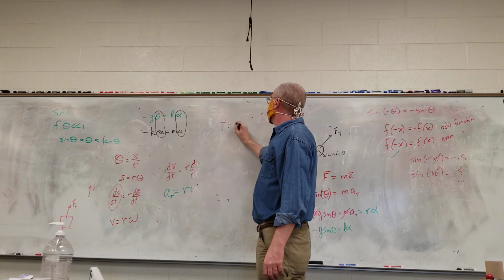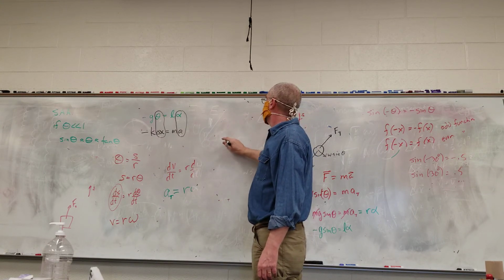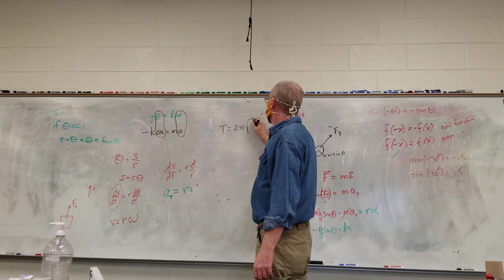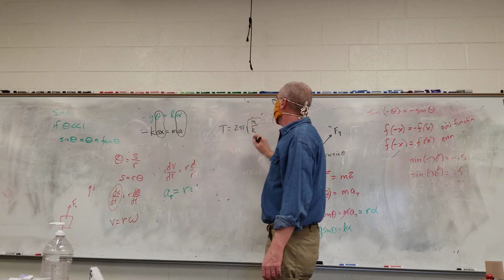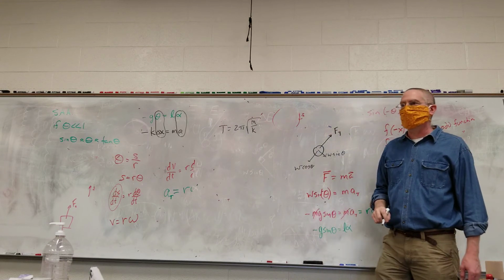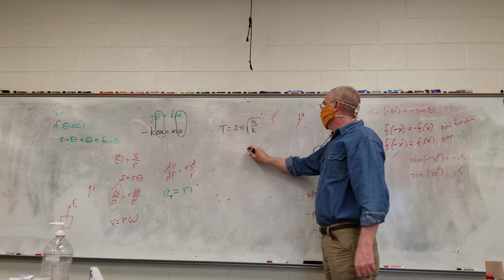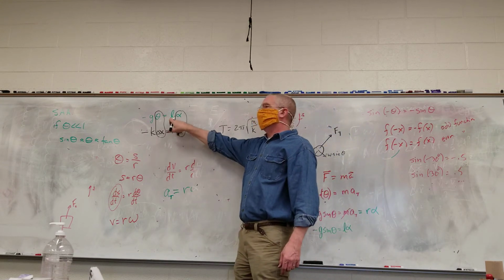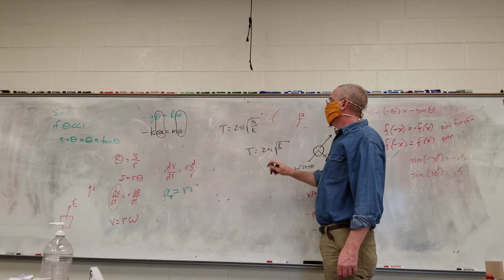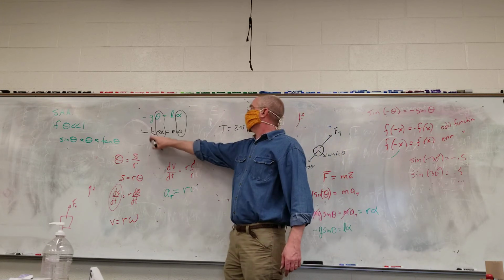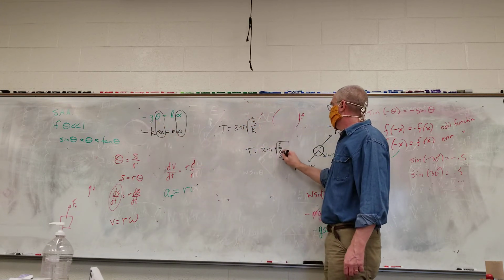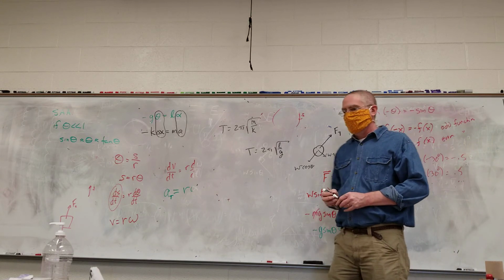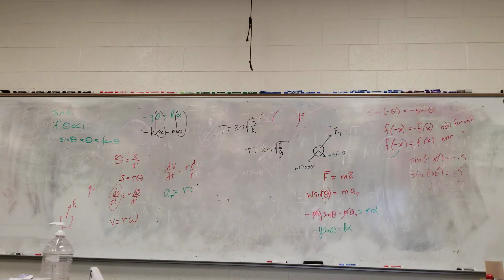So if the period is 2 pi times the square root of m over k, that's what we derived already. Well, if I'm dealing with a simple pendulum, then the period is equal to 2 pi times the square root of, well, m parallels with L, and k parallels with g. That is the period of a simple pendulum. And we can actually test that out. So let's test it out.